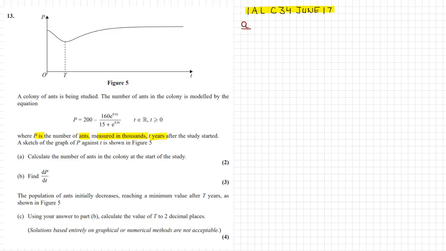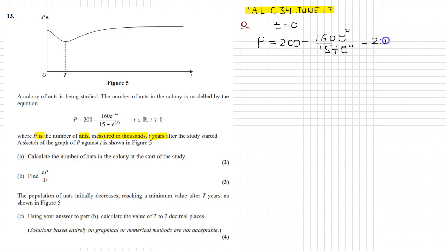So at the start of the study, t is equal to 0. So P will be 200 minus 160 e to the power 0.6 into 0 is 0, over 15 plus e to the power 0.8 into 0 is 0.